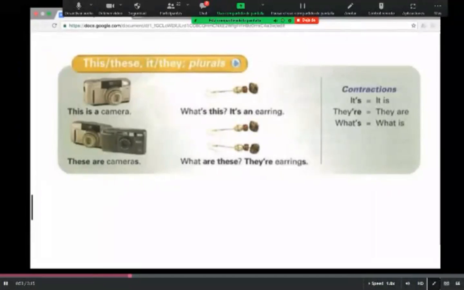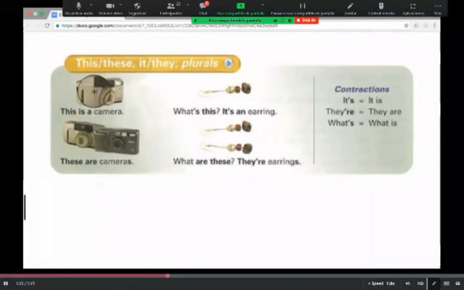In order to understand the concept of this and these, I would like to start by explaining the following. Number one, you're going to use this, that spells T-H-I-S, whenever you're talking about one object which is near you. Number two, you're going to use these, that spells T-H-E-S-E, whenever you're talking about two or more objects which are near you. On a different class, I'll explain how to use that and those.